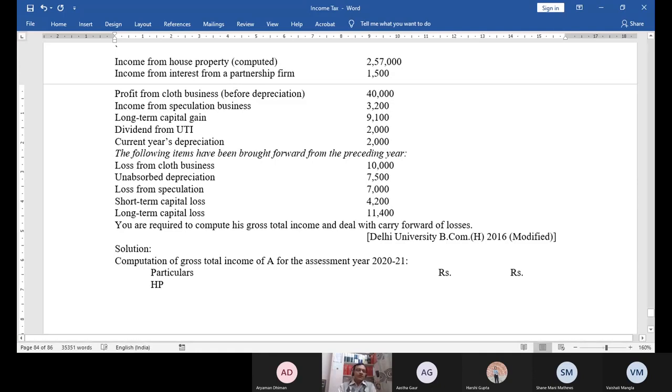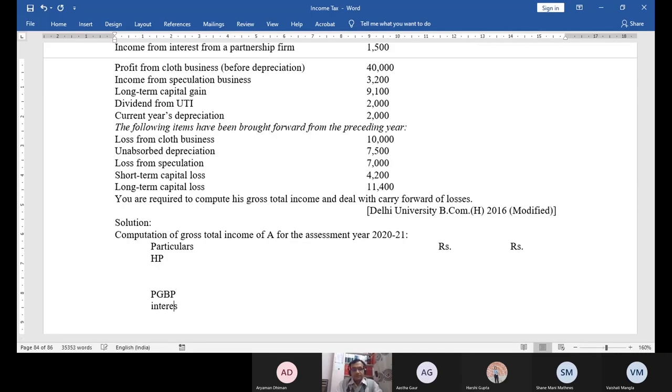Under which head is interest income received by A from the partnership firm shown? Can you tell me? It is PGBP. Though it is interest, I told you earlier that whatever you receive as a partner from the firm is always PGBP. So it is my PGBP income. Interest. Again, I am not writing anything.